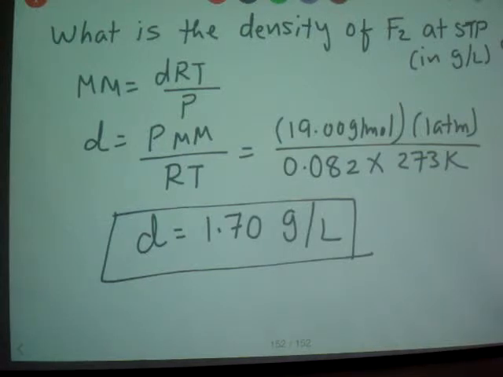Okay, I am trying to find another example. Okay. One more calculation, one more problem we are going to work together.